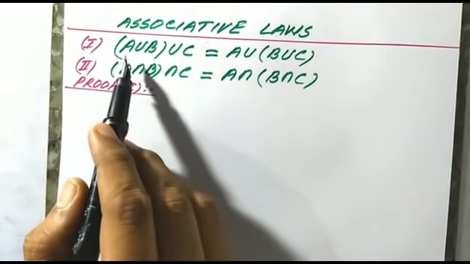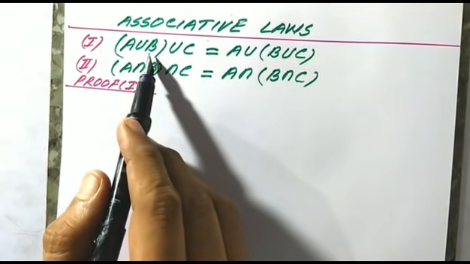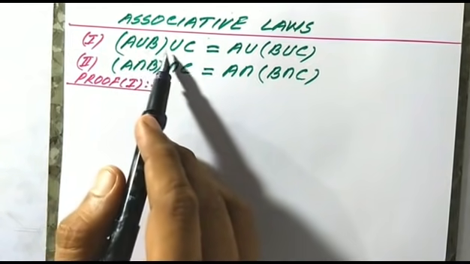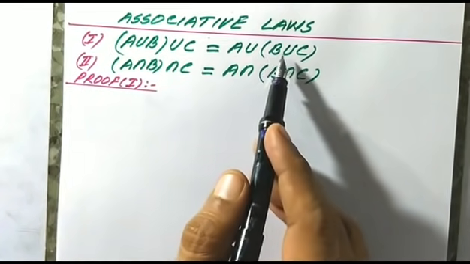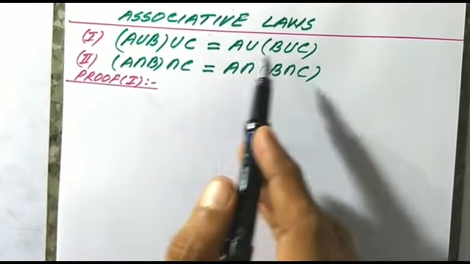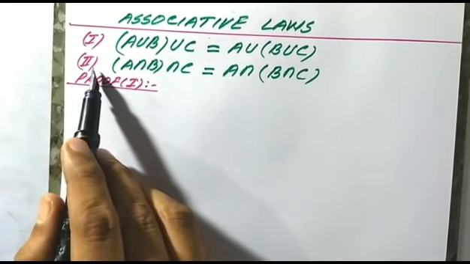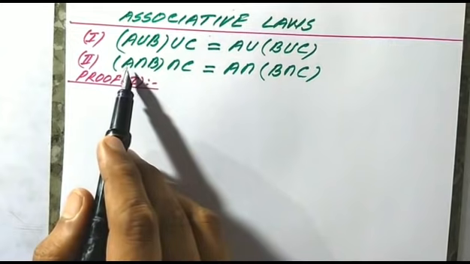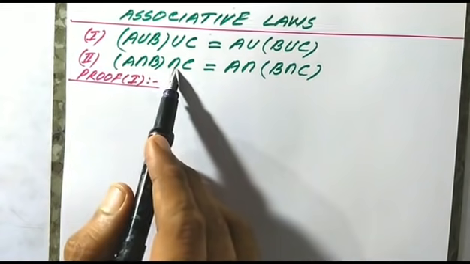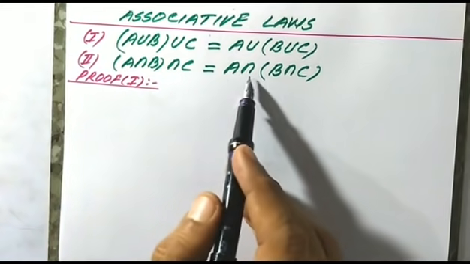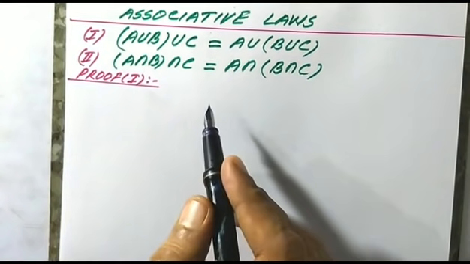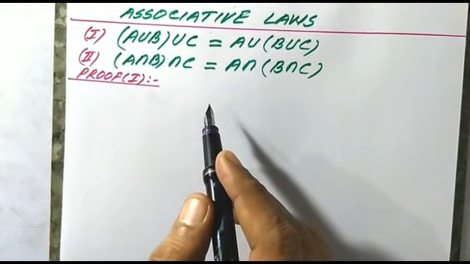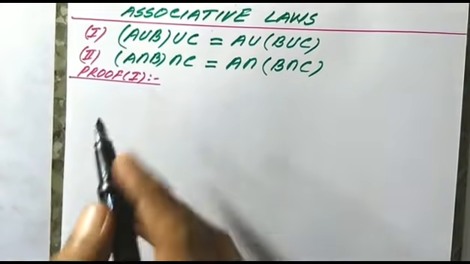The first associative law is (A union B) union C is equal to A union (B union C). And the second associative law is (A intersection B) intersection C is equal to A intersection (B intersection C). So now we are going to prove the first associative law.